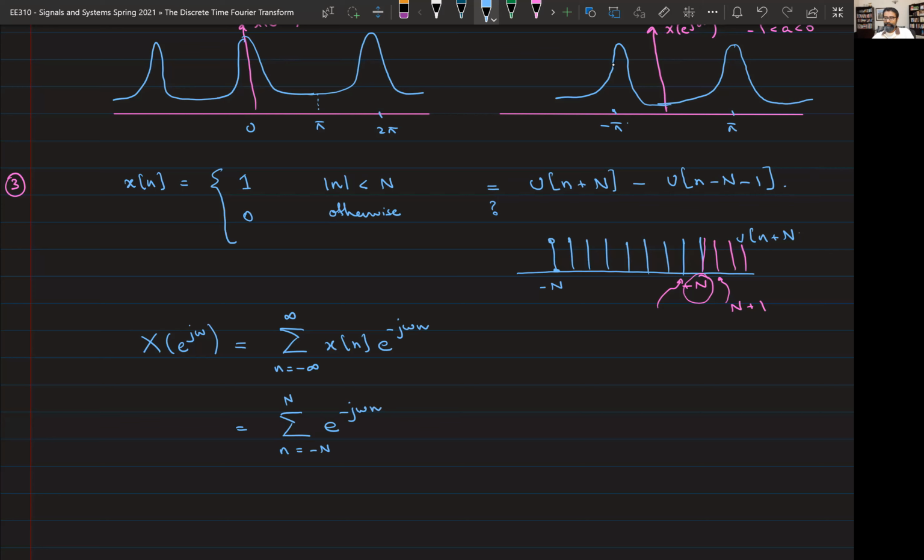Now, can somebody help me out here? How do I solve this summation? It's not an infinite summation anymore. This is a finite summation, right? Adding them, whatever the value is at each one, what will happen? 2n plus 1, 2n, something like that. But 2n into e to the power minus j omega n. But how do I translate this into a form that I'm familiar with?